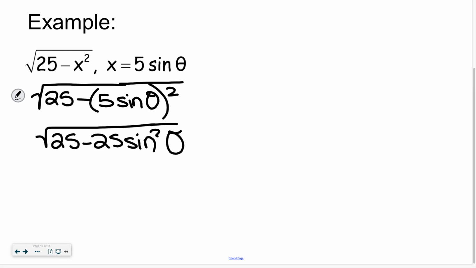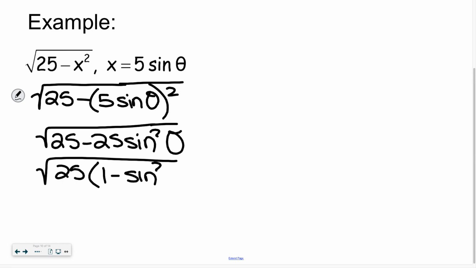Okay, here's where you've got to be really careful. You can't square root. That is not 5 minus 5 sine theta, because we don't have a property for square rooting when there's plus or minus. So what you would really want to do is, both of these terms have a 25 in them, right? I can factor out the 25, so that I have 1 minus sine squared theta.